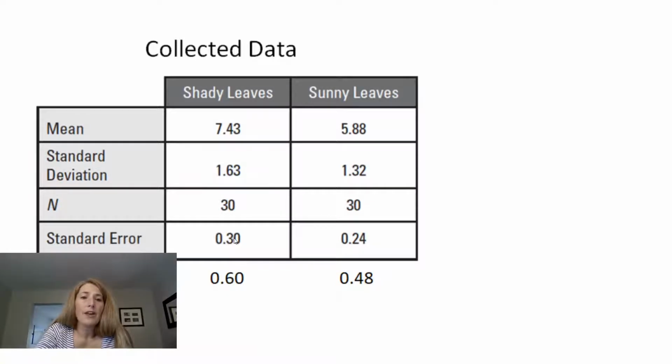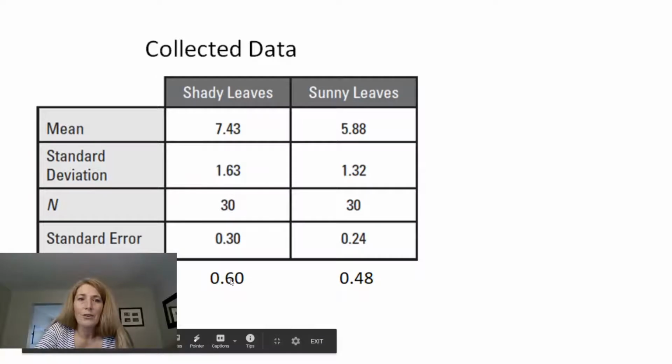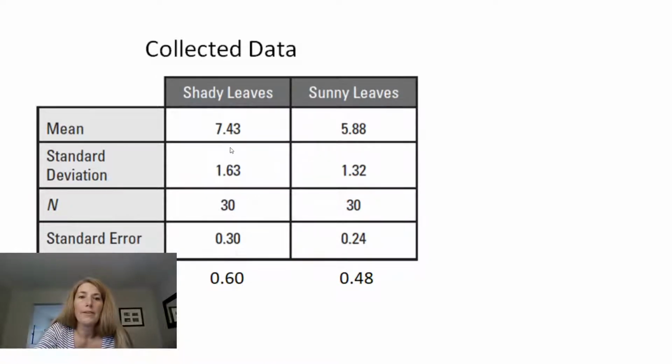So if my standard error is 0.3 and I'd like you to graph 2 standard errors, that's what they want on the AP test, then I'm going to just multiply 0.3 times 2 and get 0.6. And then I'm going to add this value to the mean. So 7.4 plus 0.6, and I'm going to subtract it, 7.4 minus 0.6.